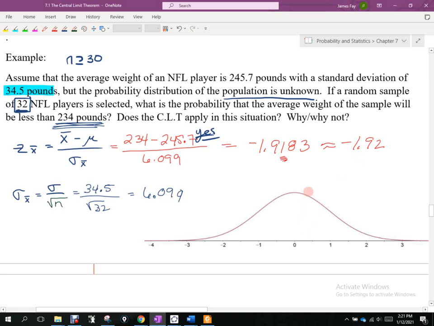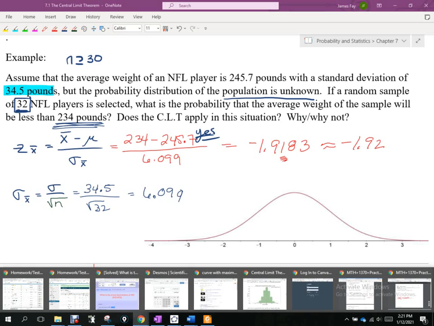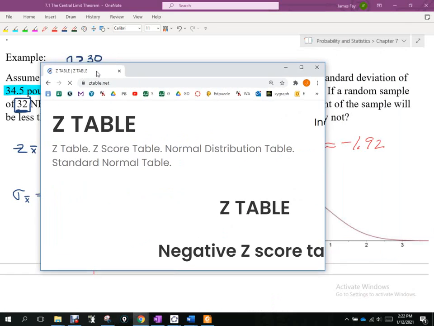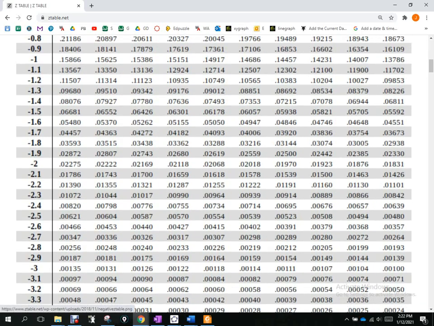If you're using Excel or Desmos or a TI-83 or 84, you can be more precise. The question arose, if I'm more precise, let's look at this. If I go with negative 1.92, I don't know if I've got any tables open. We go with negative 1.92, so there's 9, 1, 9, 2, so it's 0.02743.